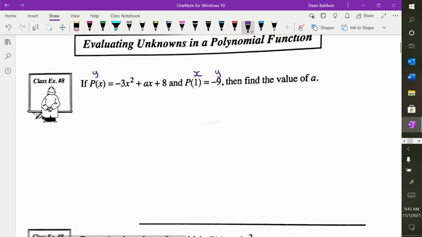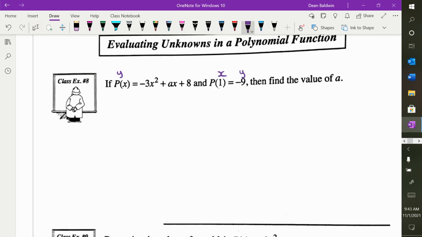So x goes in for all your x's. The -9 goes in for this thing. I get -9 equals 1 squared plus a times 1 plus 8. Nope, because it's saying the polynomial function p of x is equal to blah, and I'm telling you p of 1, when I put x is equal to 1 in, I get -9. So now just algebra.